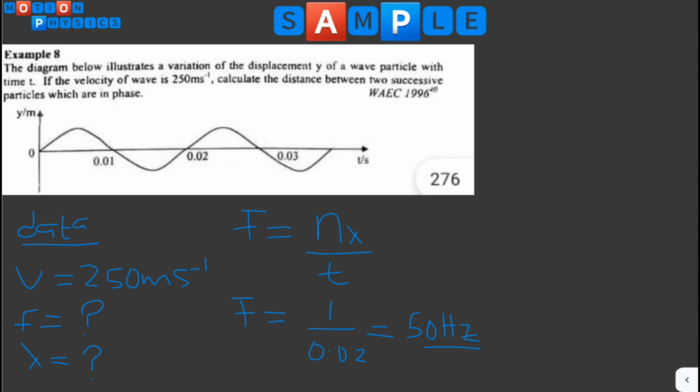v equals f lambda. V equals f lambda, and we'll make lambda the subject by dividing. We'll say v is equal to f lambda. We divide through by f, f cancels f. Lambda equals v over f, and our v was given to be 250 meters per second.